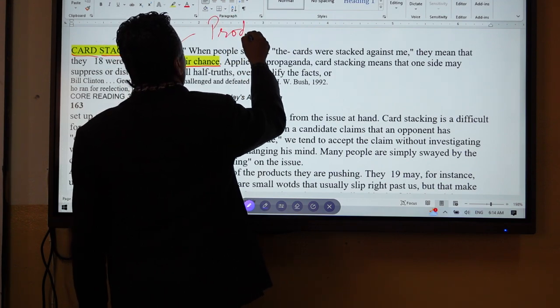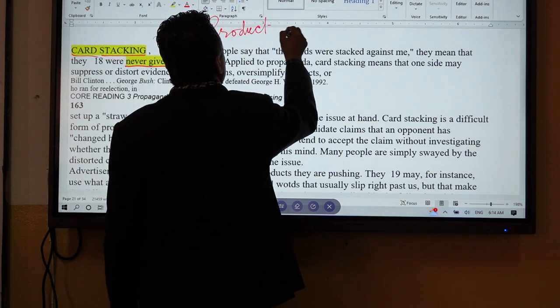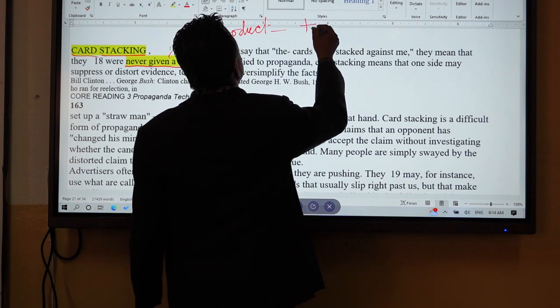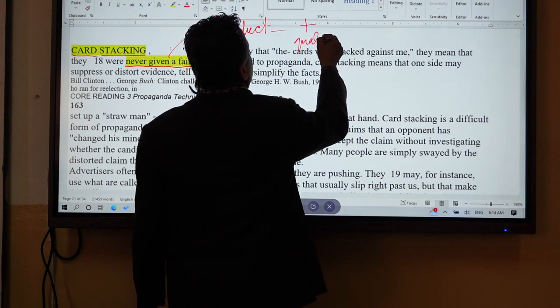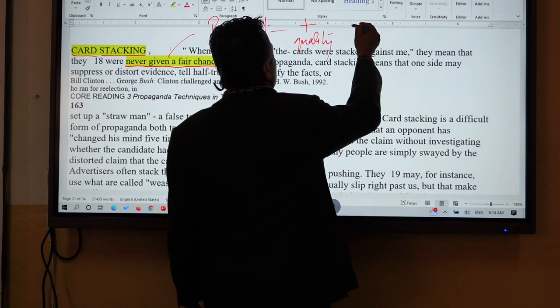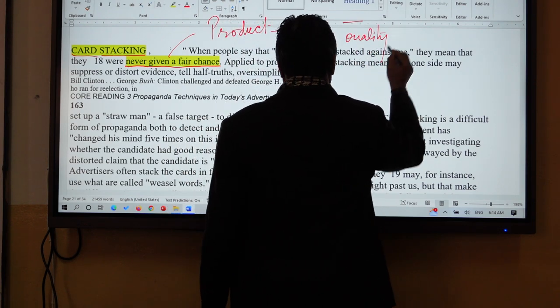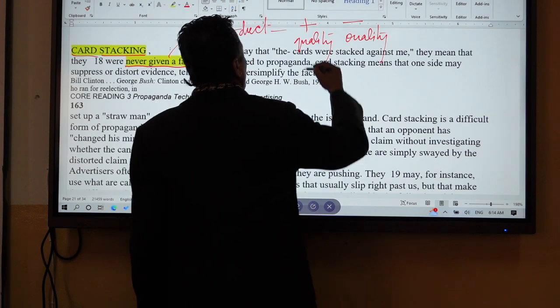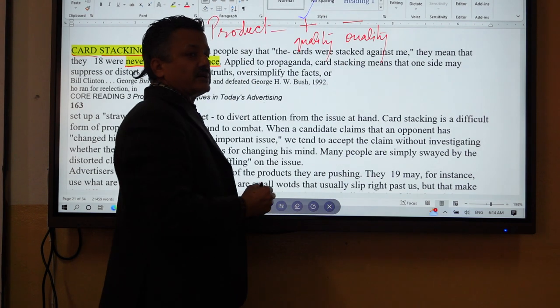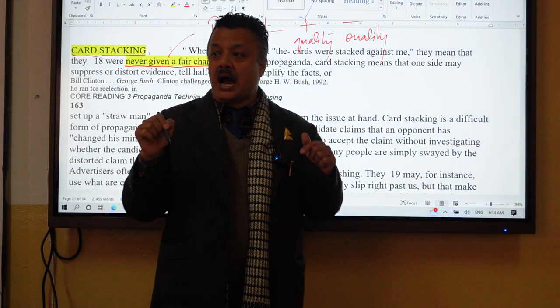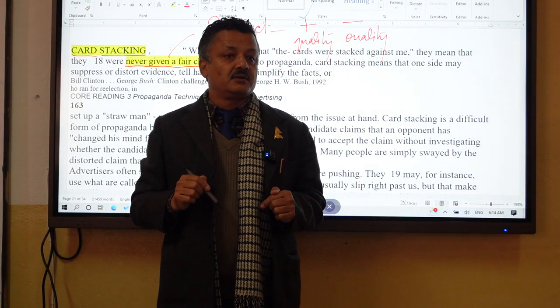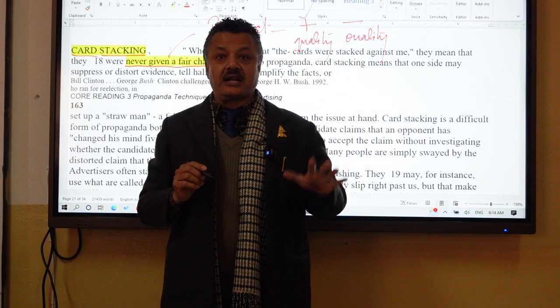In this propaganda, there's a product, right? Every product has a positive quality, and it also has a negative quality, right? But you will see that the company will always highlight the positive quality, and the company will hide the negative quality of the product. They will try their best to hide.